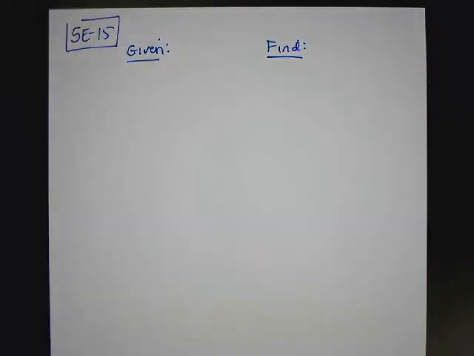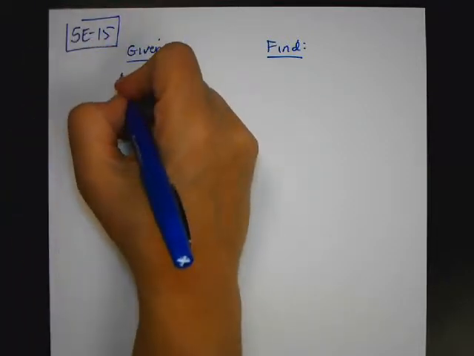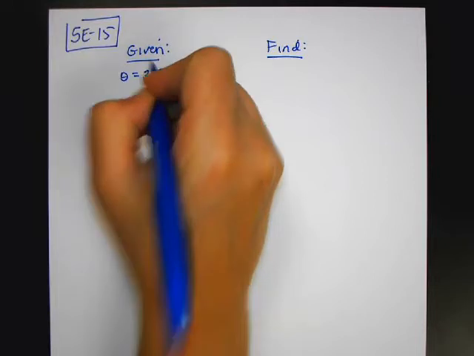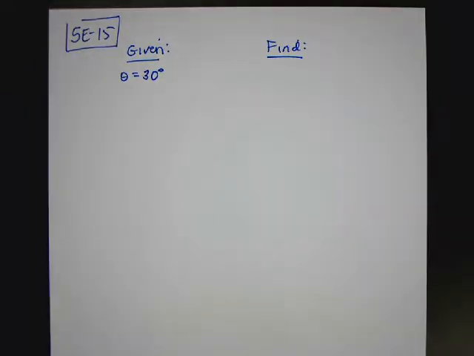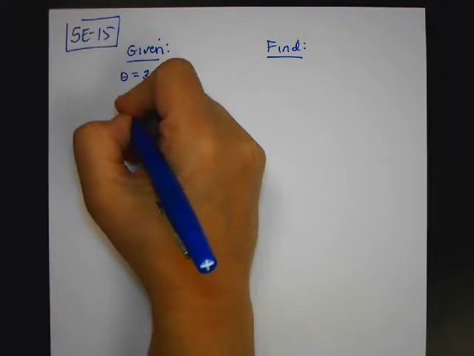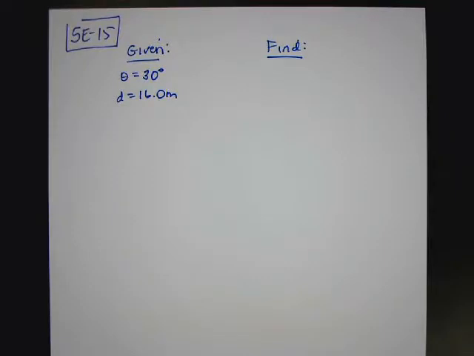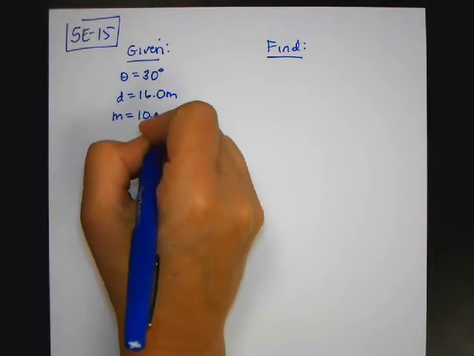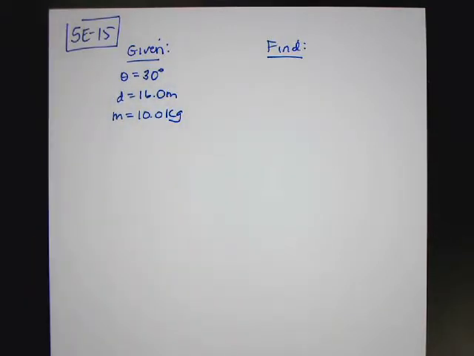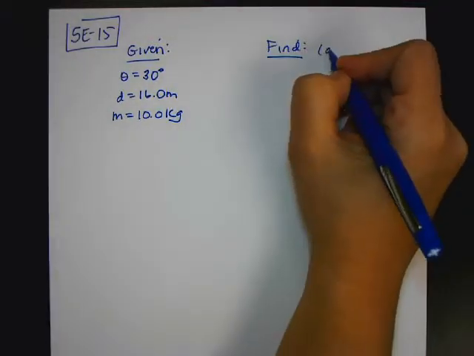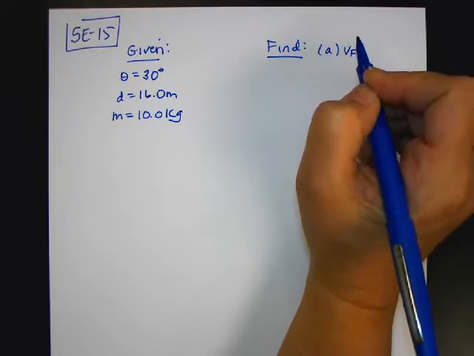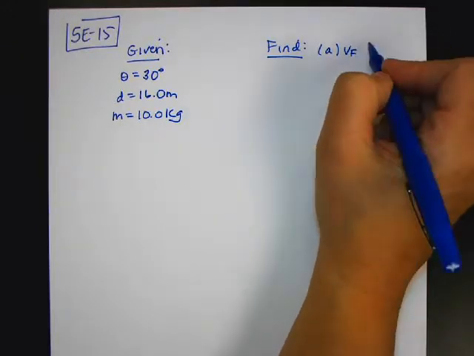It says, in an electronics factory, small cabinets slide down a 30-degree incline. So I'm going to chunk theta's 30 degrees. A distance of 16 meters to reach the next assembly stage. The cabinets each have a mass of 10 kilograms. Calculate the speed the cabinet would acquire if the incline were frictionless. So I want to find VF. And then it says, what kinetic energy would a cabinet have under such circumstances?